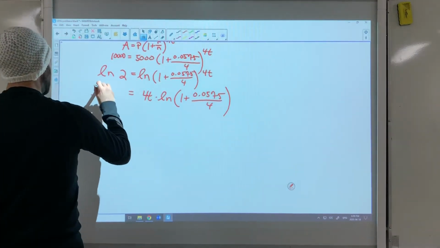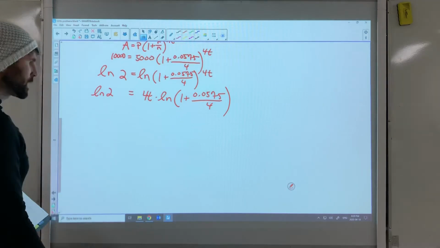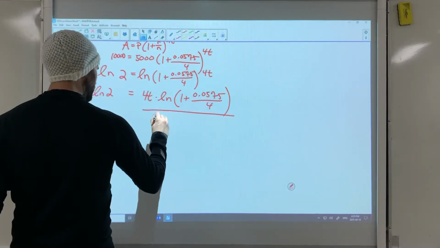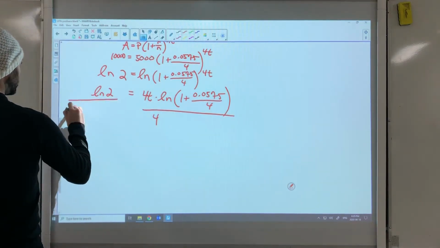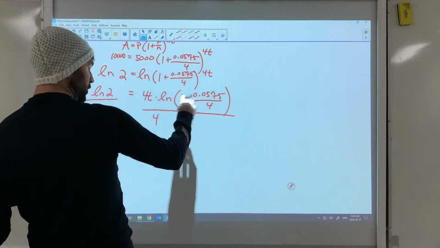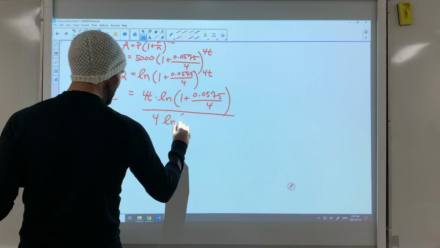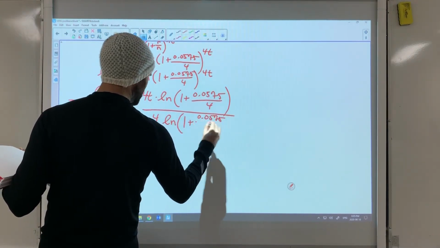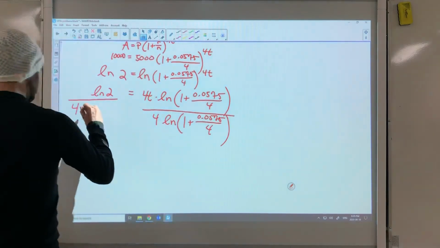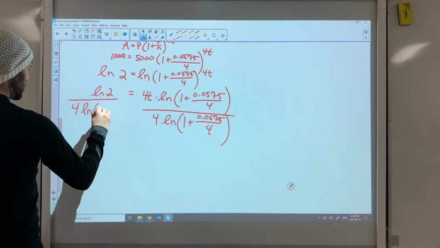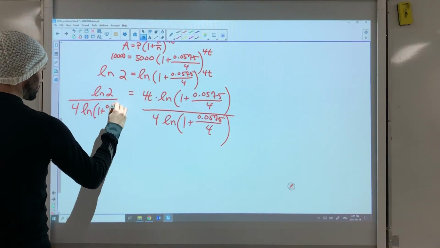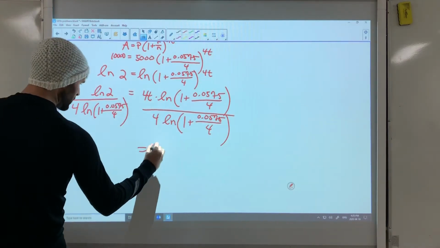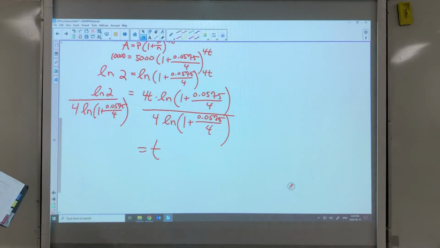Okay, and that's equal to ln 2. I'm trying to solve for t, so I'm going to divide both sides by 4, to get rid of the 4, and also the thing that has the ln. It's really messy, but I'm going to divide both sides by that. So over here, ln(1 + 0.0575/4). Perfect. Whatever I get on the left-hand side is going to be t.